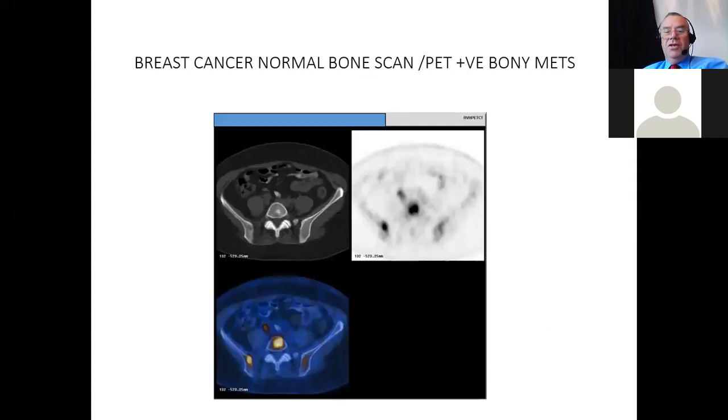This, for example, is a patient who had a normal bone scan and has a positive FDG PET. And those of you who are sharp-eyed will note the reason is that in the pelvis there's a pure lytic lesion. So this is unlikely to create a significant response that causes a sclerotic response, which we see on a bone scan.